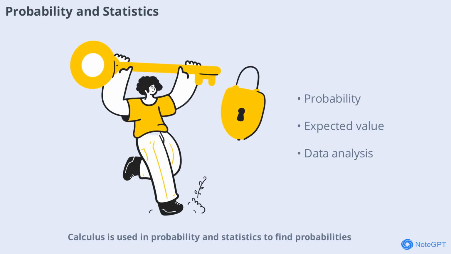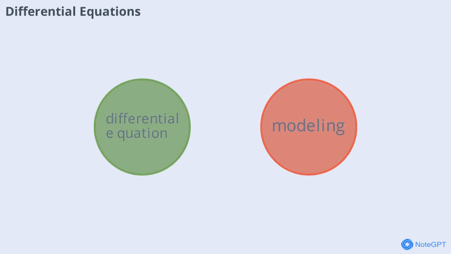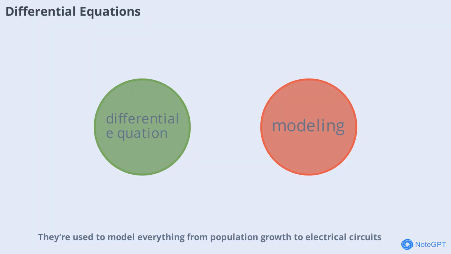Calculus is used in probability and statistics to find probabilities, expected values, and distributions. Integrals help us calculate the likelihood of events and analyze data in fields like science, business, and social science. Differential equations involve unknown functions and their derivatives. They're used to model everything from population growth to electrical circuits. Solving these equations is a major application of calculus.